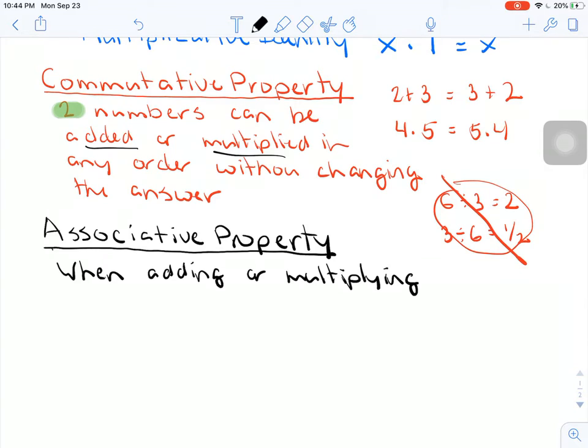But this time, we're working with three numbers. And again, that's the difference between commutative and associative. Two numbers versus three numbers. When adding or multiplying three numbers, the grouping of the numbers or the order that we add or multiply the numbers can be changed without changing the answer.